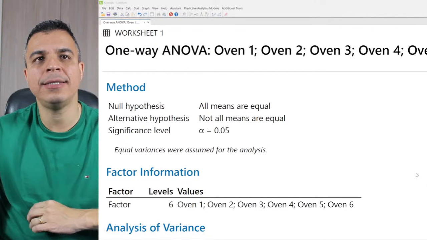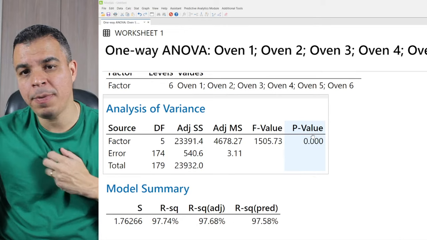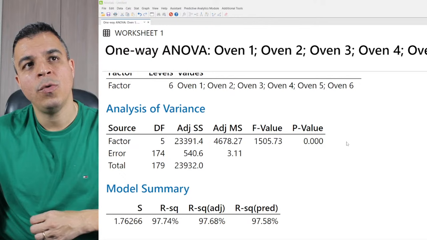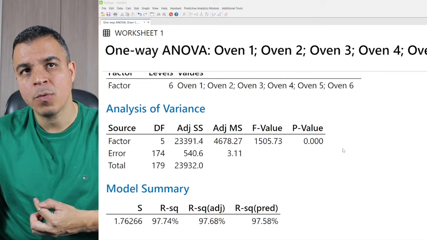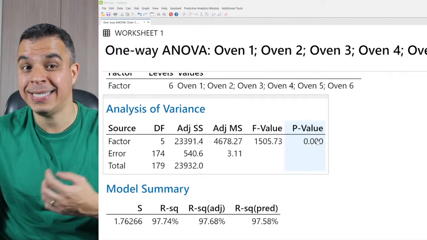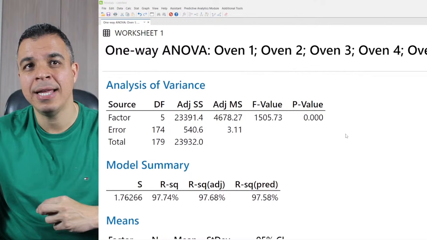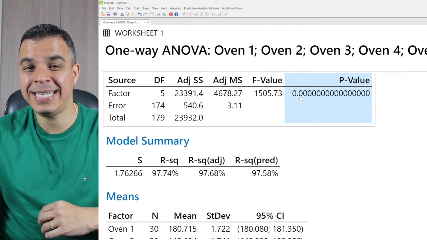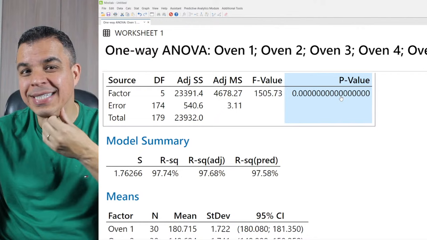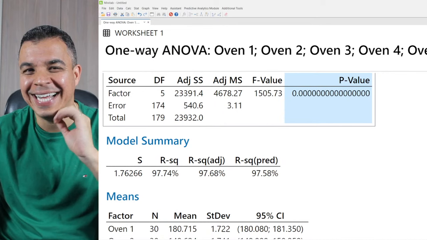So if you are a green belt or a black belt, you know that now it's time to take a look at our p-value. If our p-value is less than 0.05, we should reject the null hypothesis. Because the p-value is less than our alpha, our significance level, it's like we are saying, okay, the risk is not that high. I can increase the number of decimal places here. See, with 16 decimal places, I see just zeros. At some point we'll have a number, but with 16 decimal places we were not able to see.